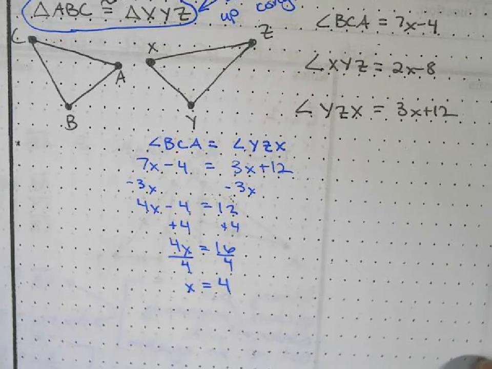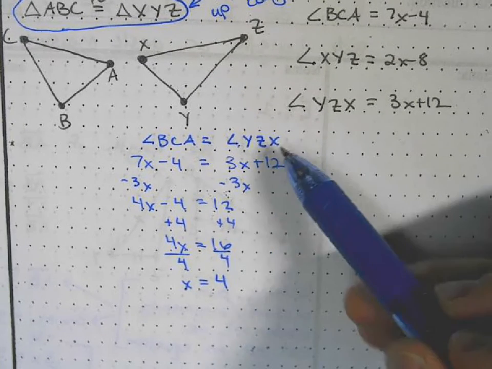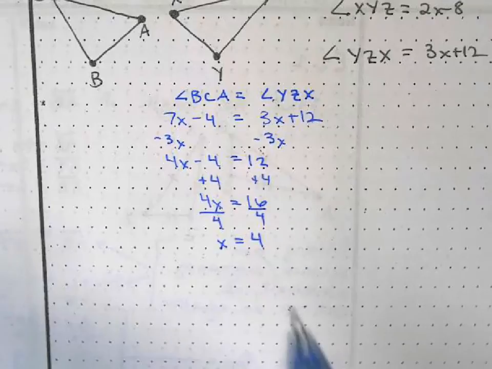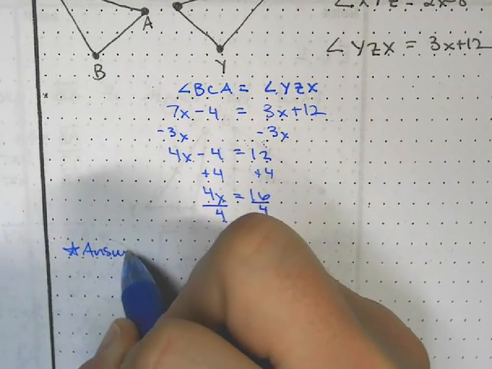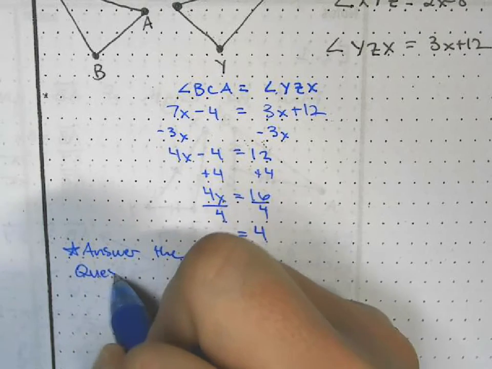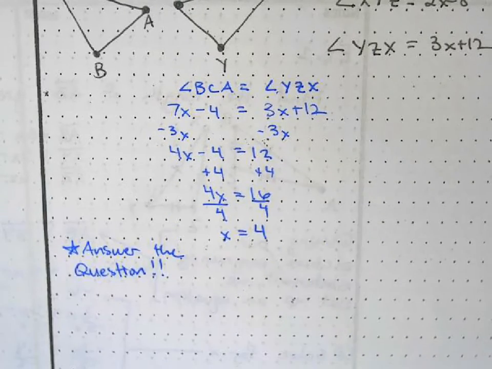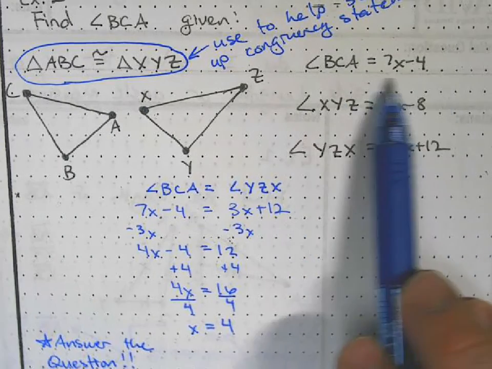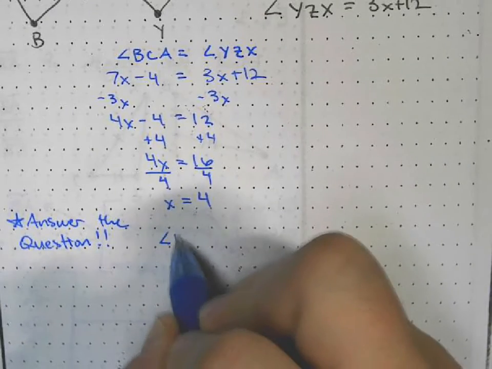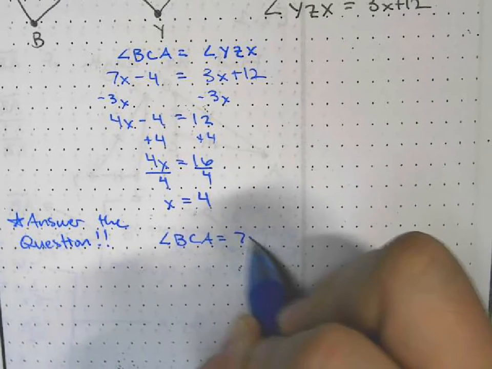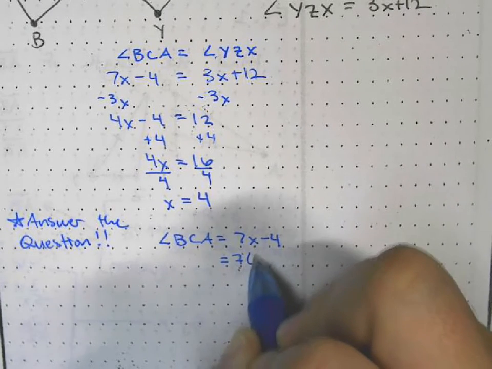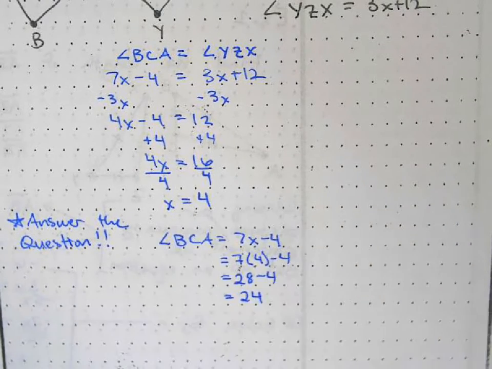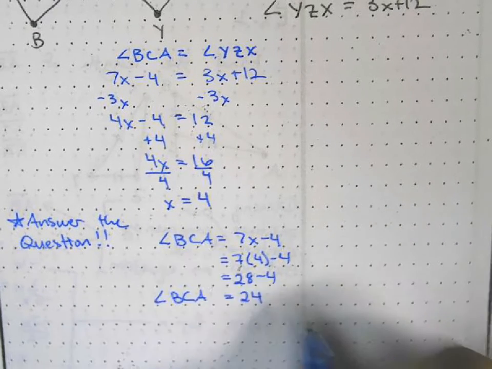Now we want to answer the question. So we set up our congruency statement, we solved for x, and now we answer the question. Our question says to find angle BCA, so we're going to plug back in to this one. Like so.